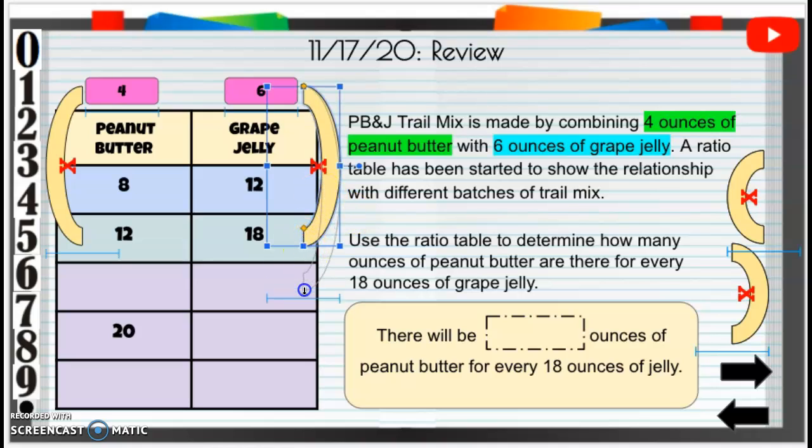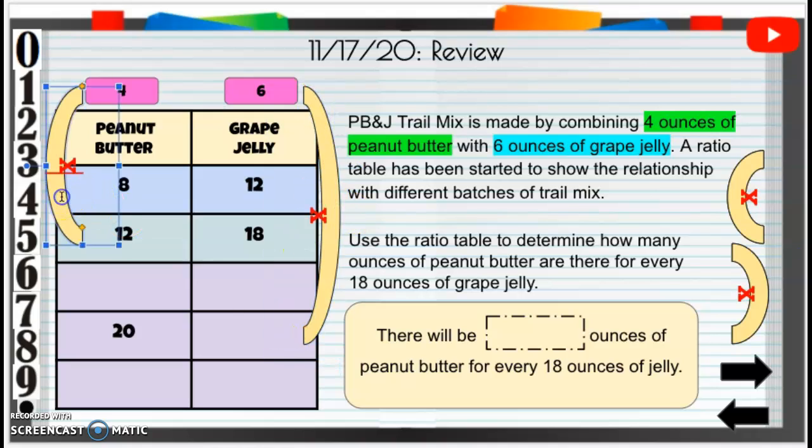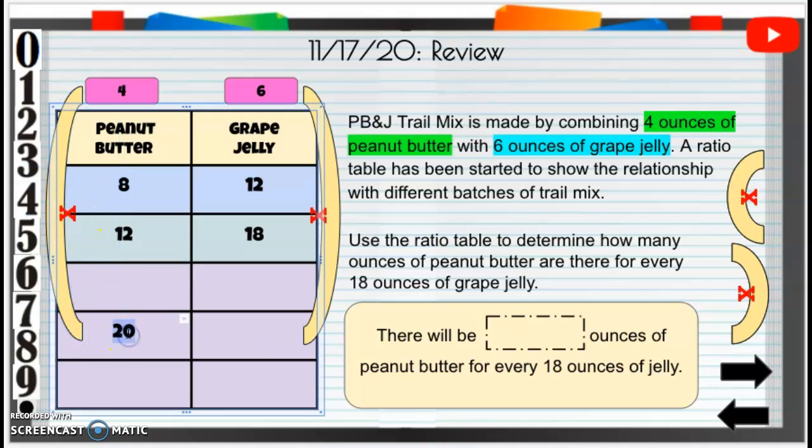Now, we are going to skip this row and we're going to do the next row because we know that we have a number here. So we can get from 4 to 20, right? And how can we get from 4 to 20? We can multiply by 5. 4 times 5 is 20. So what we do to one side, we must do to the other. 6 times 5 is going to be 30.